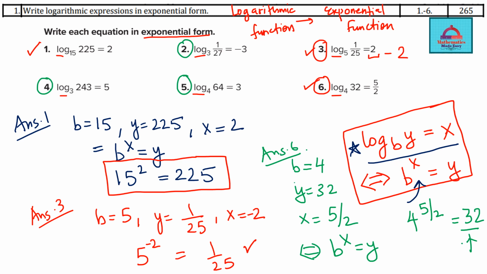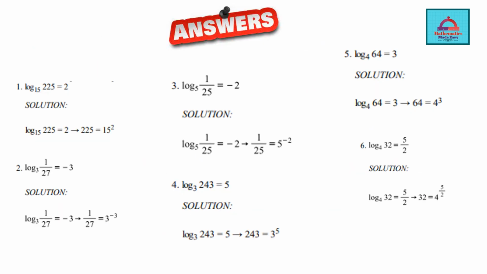Just make sure you correct this value here. It is not +2, it is -2. So there's a printing mistake on this question. Okay, so that mistake has been rectified on the screen for you and now you can check all your answers.